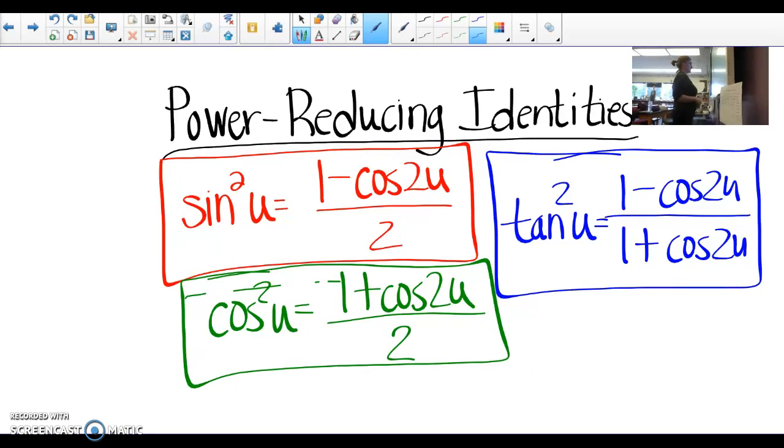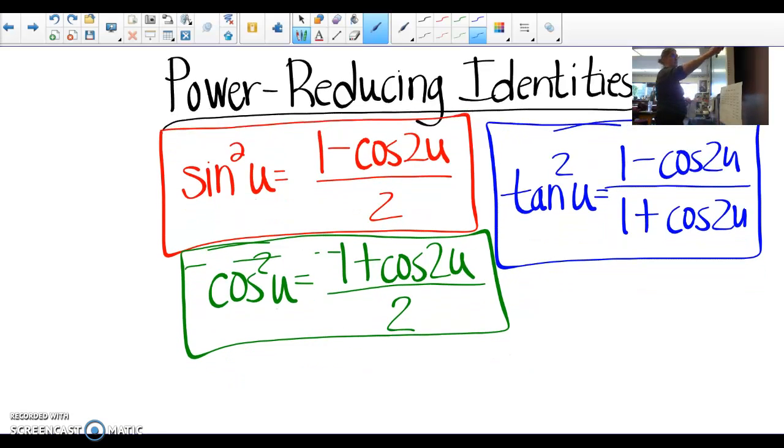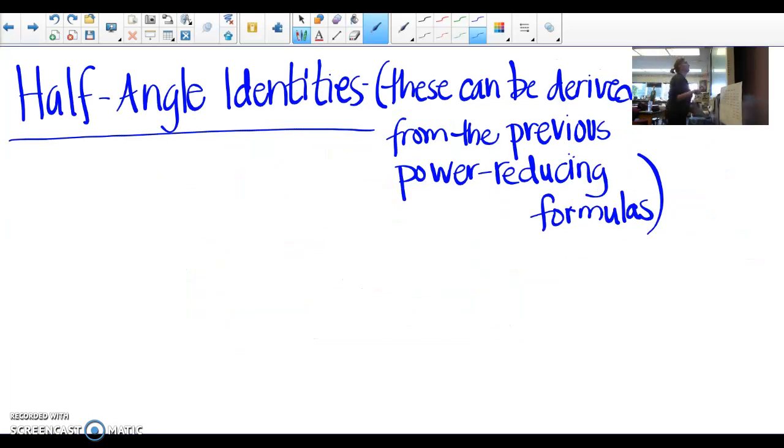All right, it's nice if you can memorize these identities. I will allow you to use notes for your test on this topic, but if you have them memorized, it makes things a whole lot easier. Okay, and right from here, I'm going to go right to the half angle identities.